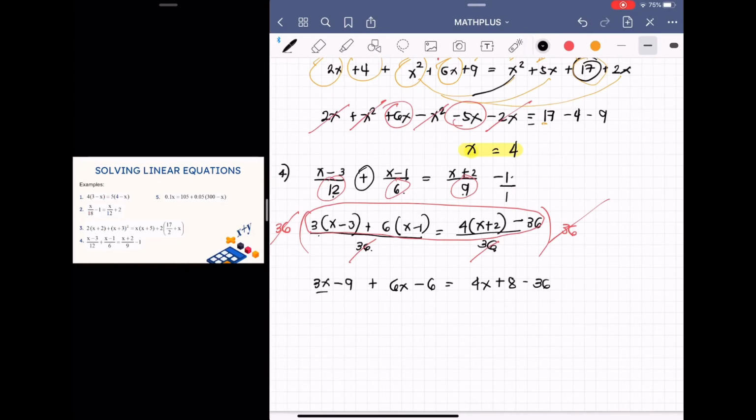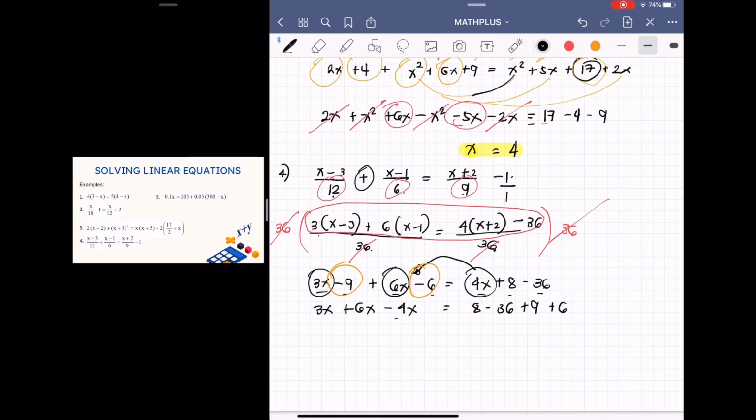Since all of the terms are separated by addition or subtraction, I can just simply transpose them from the left and the right. So I'll get 3x plus 6x minus 4x. Right? 3x plus 6x. I copy first the unknowns, and then I get the unknown from the right side, move it to the left. So I'll get negative 4x equal to, I copy what retained on the right side, that's 8 minus 36. And then I moved the constants from the left to the right. So I'll get positive 9, right? Positive 9 and positive 6.